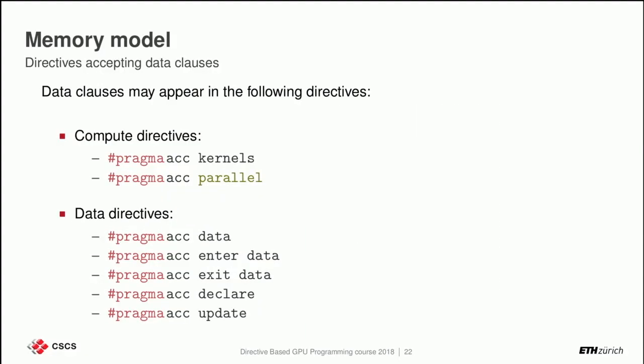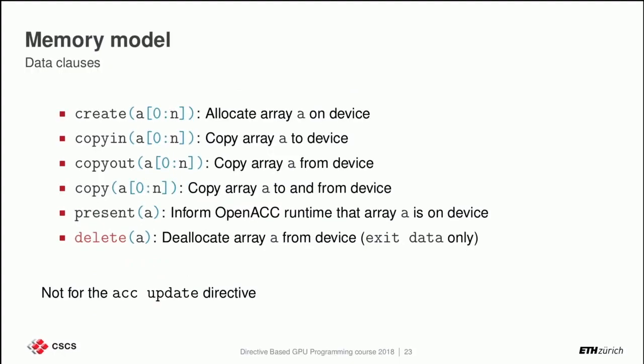So let's see now the data directives. There are some data directives, but also what we call clauses. A clause is the additional part that follows a directive. The data clauses you may have in the following two directives, where you specify what should be copied in, copied out, etc. Then you have some specific data directives. We're going to see all of them one by one. Okay, so here are the data clauses.